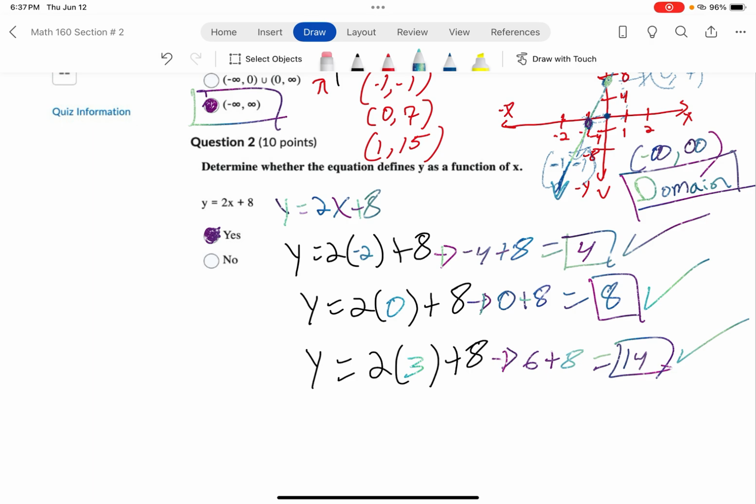Since I'm getting a number, I can say that for every number you put in x, there will be a number in y. That's the reason why this equation is a function of x, and the answer is yes. Let me continue with the next one.